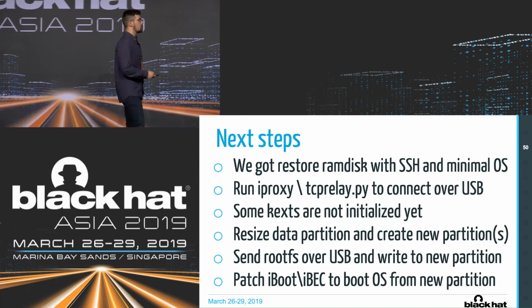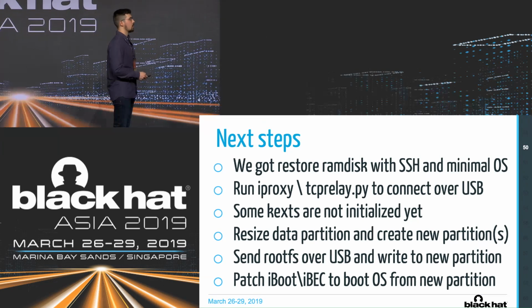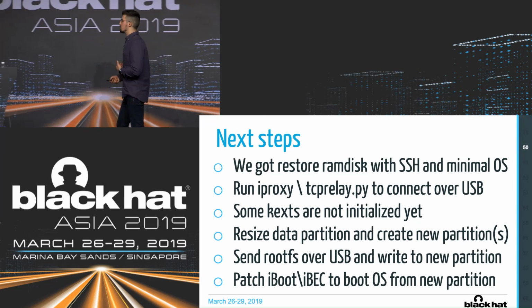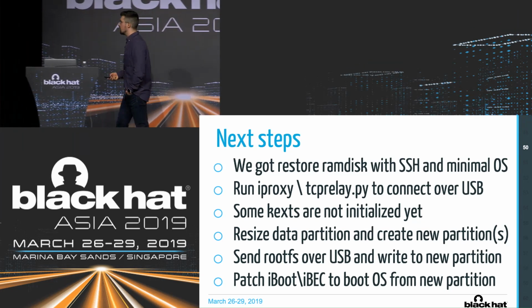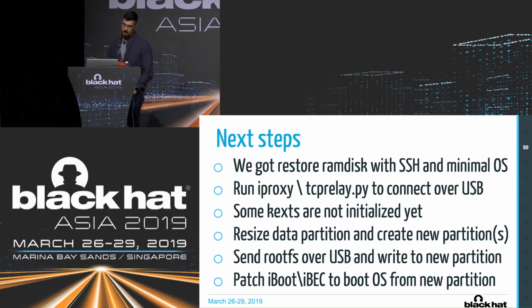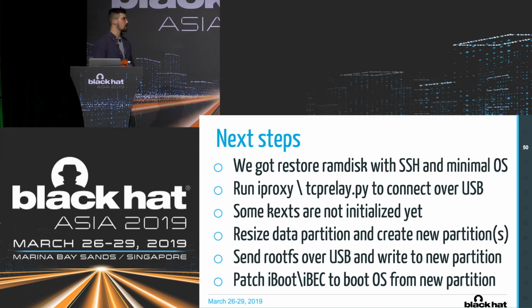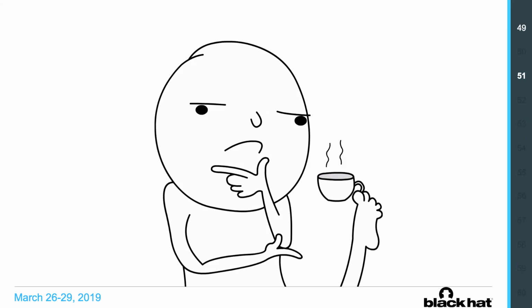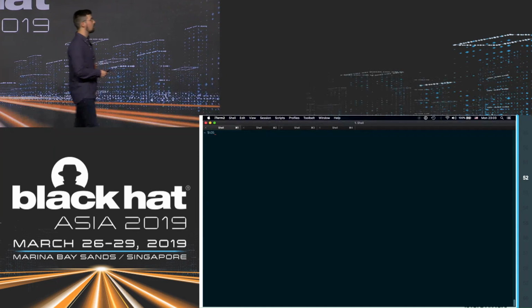But that's enough. That's enough that we can take the current data partition and separate it into two new partitions, one as a new system partition, and another as a new data partition. Then upload the rootfs over the USB, and write it to NAND. Finally, patch the iBoot or iBEC to boot from the new partition. I know it sounds a little complicated. There are too many things, so I just wanted to show a demo of how this stuff works.